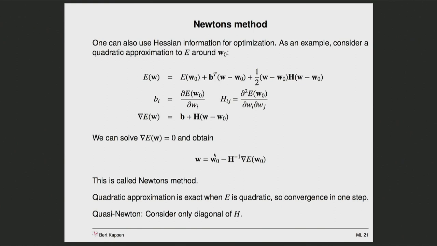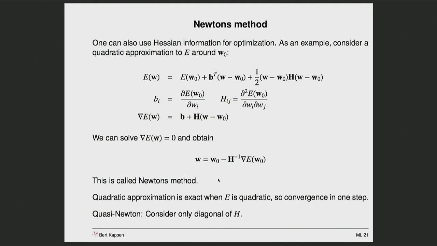So look at this. It looks almost like gradient descent, except that we replace eta by H to the minus 1. So instead of having a single number, we now have this whole matrix there. So we do not have to worry anymore about the step size, because it's given by the Hessian.